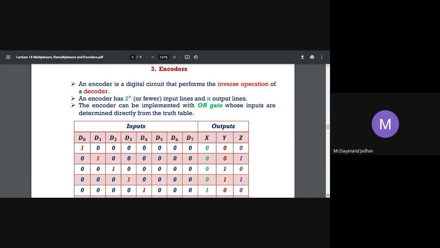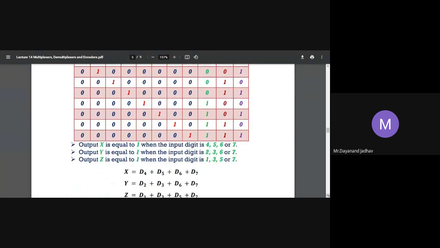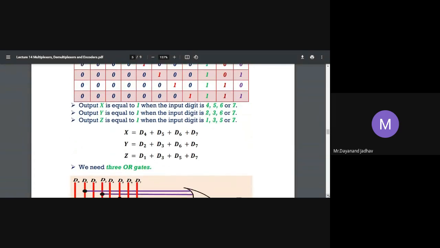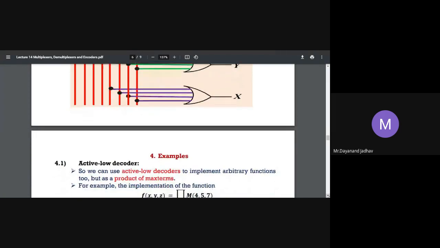In this way, the number of outputs depends on the number of inputs. When we consider four inputs, two outputs are there. If we consider eight inputs, three outputs are there. If we consider 16 inputs, four outputs are there. So first of all, make a truth table, then find the logic expression, then implement using logic gates.